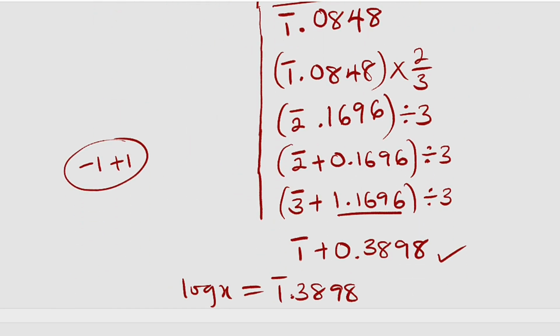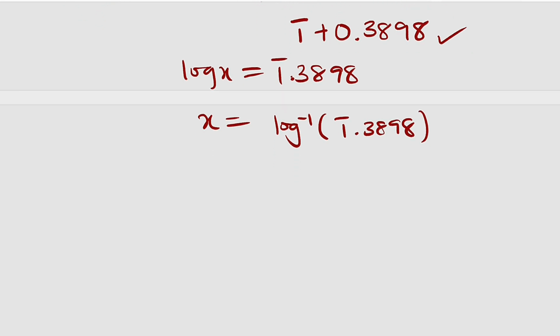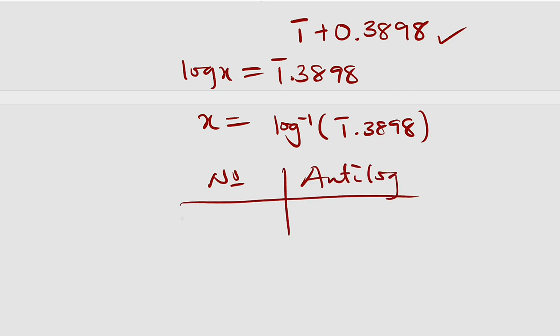So to find our x, we are going to take anti-logarithm of both sides. So x is nothing but anti-log or log inverse, is all the same. Log inverse of bar 1.3898. So we're going to form a table as well. We have number here and we have anti-log. The number is bar 1.3898. So how do we find anti-log?